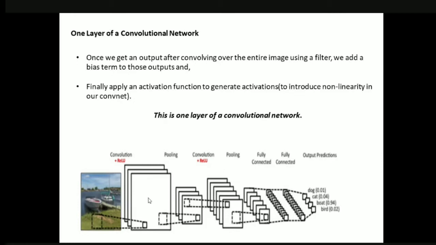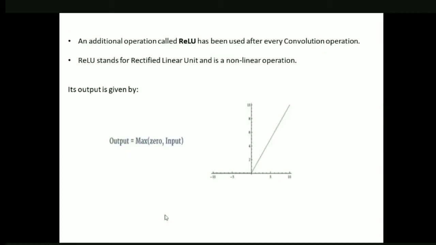So to introduce non-linearity to this output, we apply the values we have got after convolution to an activation function called the ReLU activation function. Let's have some basic information about ReLU. ReLU stands for rectified linear unit, and it is a non-linear activation function. What is its output? The output will be the maximum of 0, comma, input.